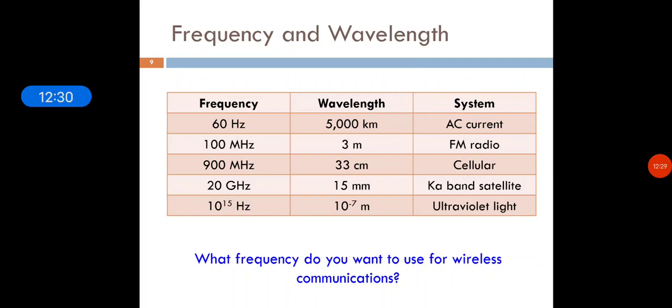Ka band, this is the portion used for the satellites, and its frequency is 20 gigahertz. And then ultraviolet light, its frequency is 10 power 15 hertz. So what frequency do you want to use for wireless communication? It depends upon you and your application, what type of application it is and what you want. According to your application, you will choose the frequency spectrum.